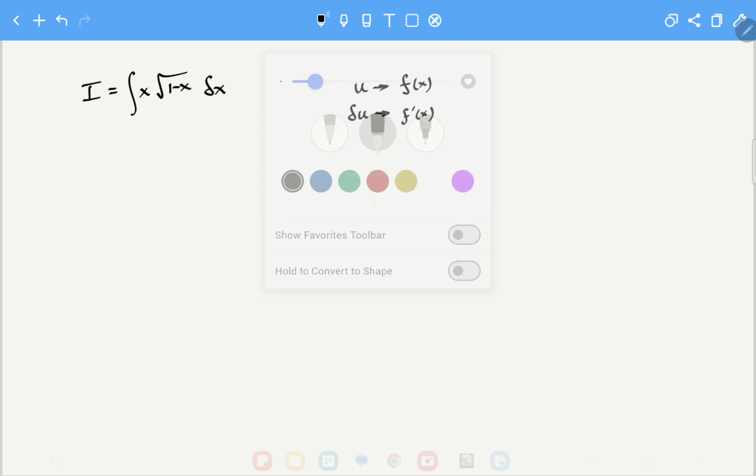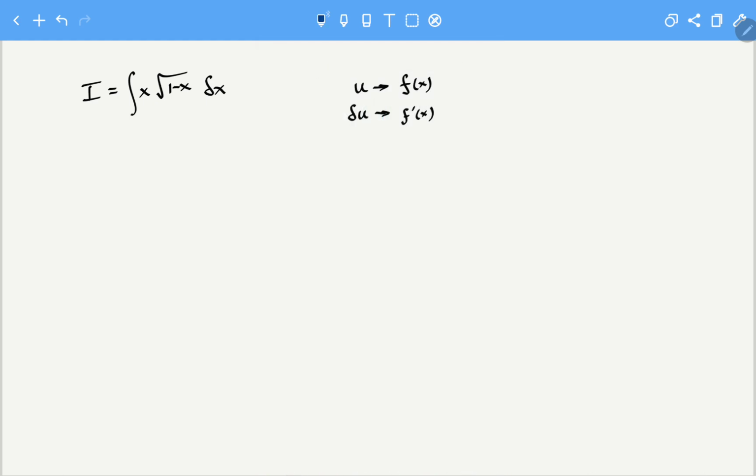As I look at this, I think, what's the ugly part? The ugly part, in my personal opinion, is this entire thing. I'm going to make this entire thing my u. So my u is going to be equal to the square root of 1 minus x.